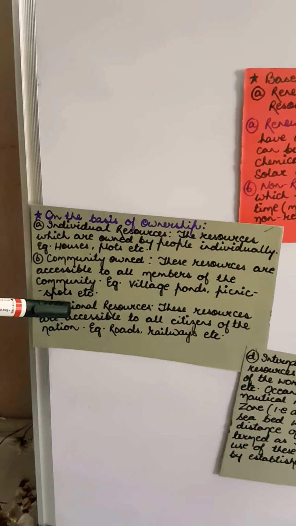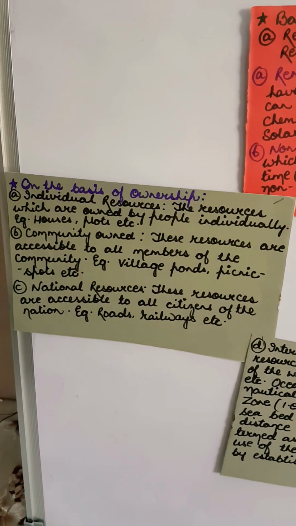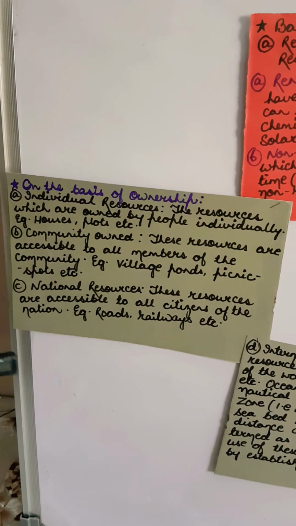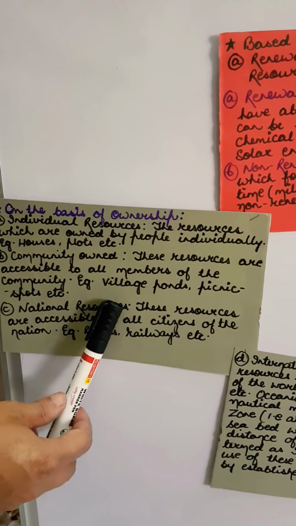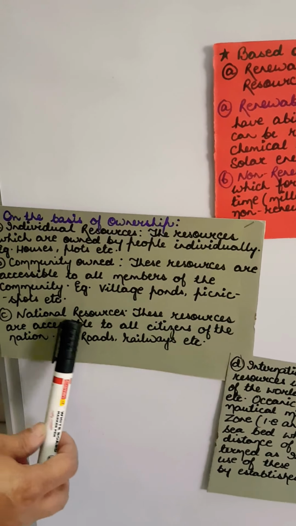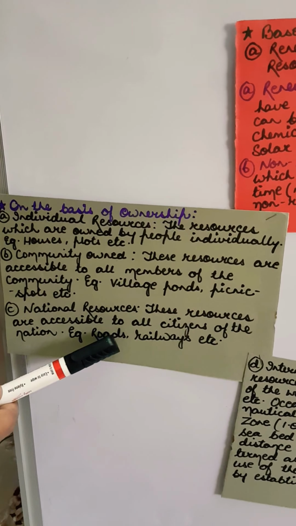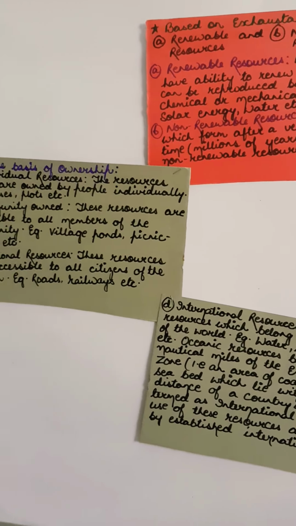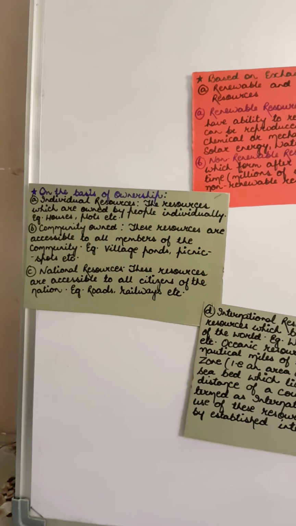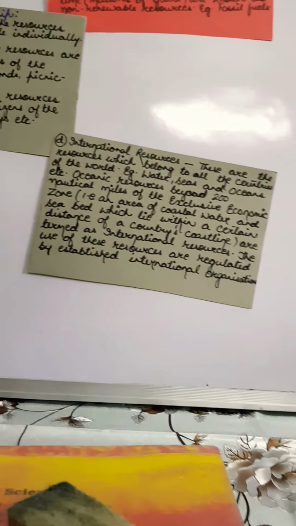Then we come to national resources. In general, all the resources which are available in a country can be termed as national resources. These resources are accessible to all the citizens of the nation. Example, roads, railways, etc. Roads, railways, etc. are not the property of anyone individually. They belong to the nation. So, these are the national resources.